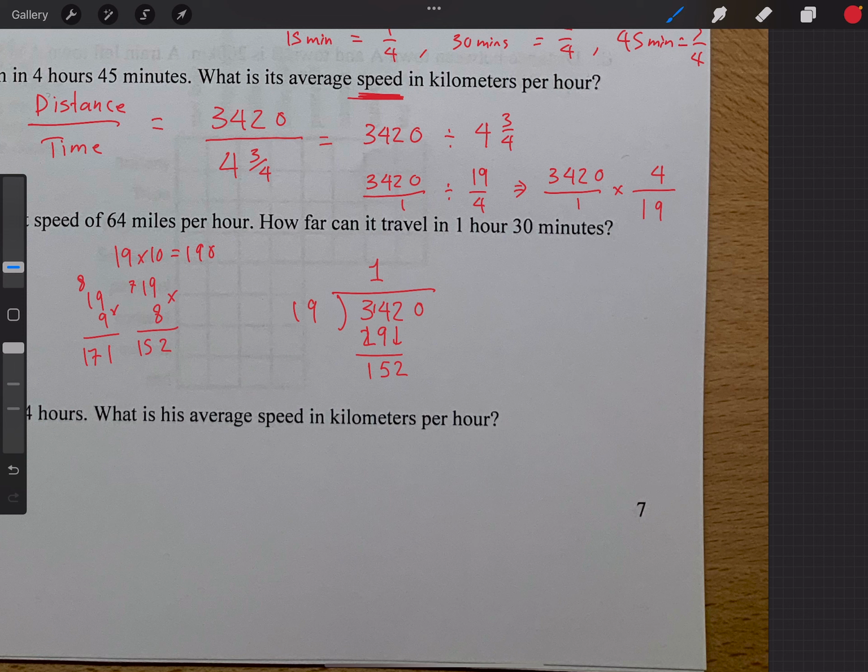Yes, that's right. So that means that we have to use 8. 8 times 19 is exactly 152. So when you take it away, you're going to get 0 remainder. Okay. And then we're going to bring the next number down, which is 0. 0 divided by 19 is just 0. And then 19 times 0 is just 0. Take away, no more remainders, and that's our answer, 180. So the answer is 180.